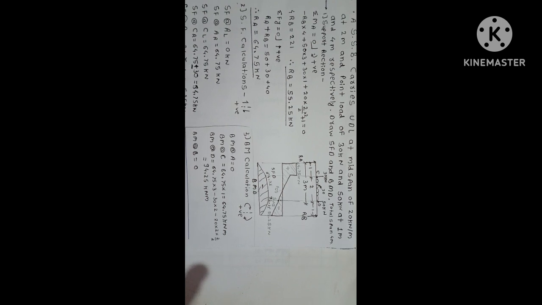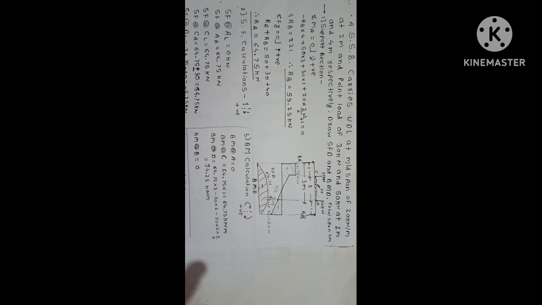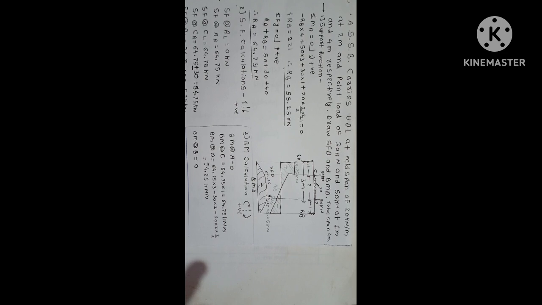1. Support reaction. For the support reaction, taking summation of moment at support A equal to 0. Here clockwise forces are positive and anti-clockwise forces are negative. Minus RB into 4 plus 50 into 3 plus 30 into 1 plus, in bracket for the UDL, 20 into 2 meters, the acting length, into half of the acting span, which is half of 2 plus the remaining distance of 1 meter added, and this whole is equal to 0. By solving this equation we get RB equal to 55.25 kilonewtons.